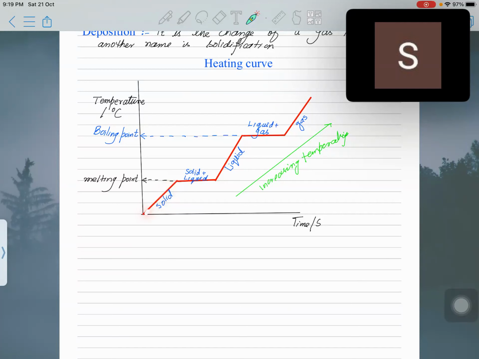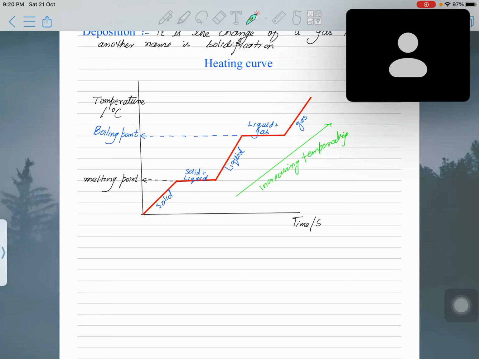When you increase the temperature, at a certain point, the solid starts to liquefy. This temperature is called the melting point. Above the melting point, we have liquid. But at a certain point, this liquid converts into gas. This temperature is called the boiling point. Above this temperature, we have only gas. Are you getting my point? Yes, sir.